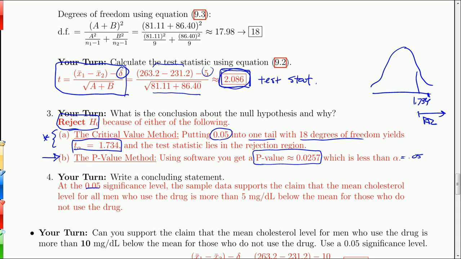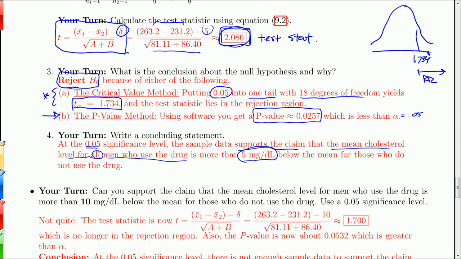At the 0.05 significance level, the sample data supports the claim that the mean cholesterol level for all men who use the drug is more than 5 milligrams per deciliter below the mean for those who do not use the drug. So it's a stronger statement. It's not as strong as we were able to make when the data was paired, but it's still better than just saying it lowers it. At least in this case we say it lowers it by more than 5. So that sounds a little better.